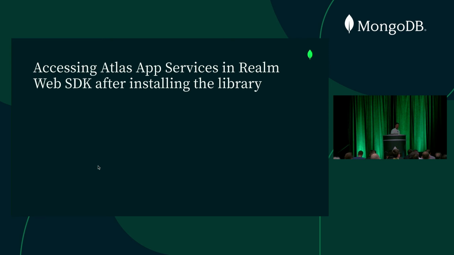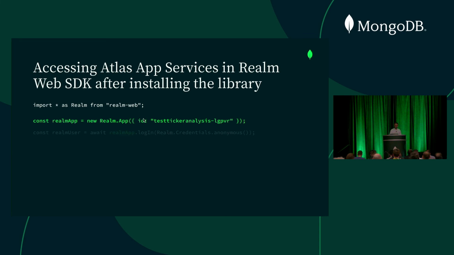So how can you access MongoDB Atlas App Services in a React application? First, of course, you need to install the library from Node Package Manager. Then you need to import the library, realm-web. You need to provide the ID of your application. You create one application in Atlas App Services, and you're going to have an ID. You need to provide the ID of this application in your React application. Then you need to authenticate your application.